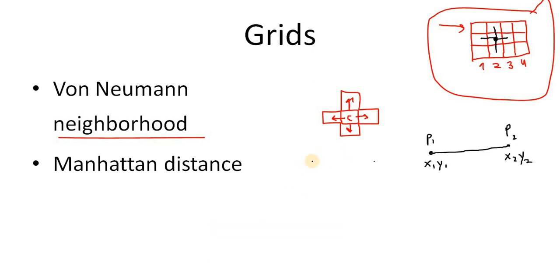Okay, now you have grid cells and you want to calculate the distance between 2 cells. This is, let's say, P1 cell, this is P2 cell. The distance between them you can calculate simply by x2 minus x1, and then y2 minus y1. So this will be the distance between these 2 points.